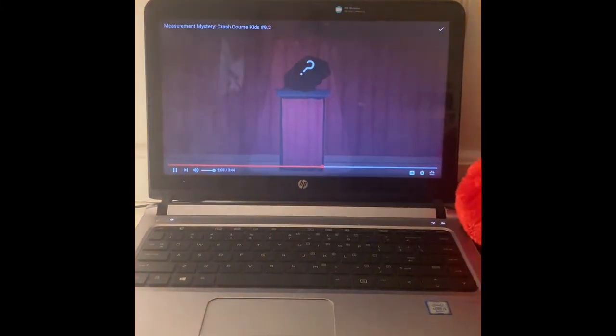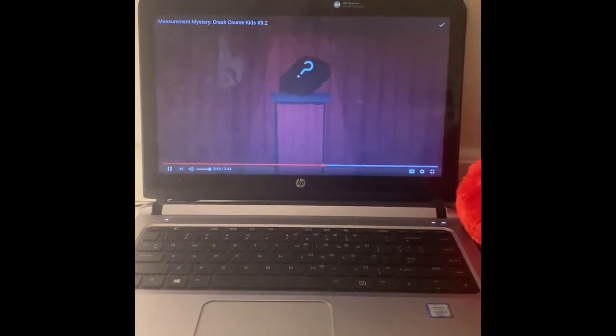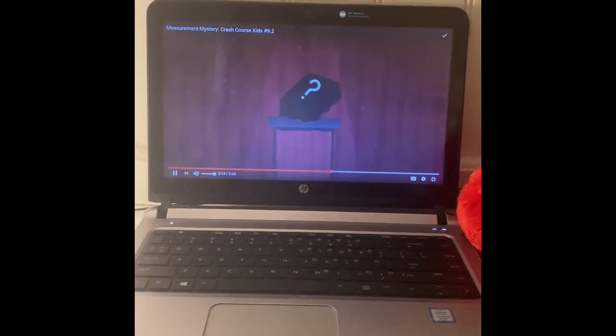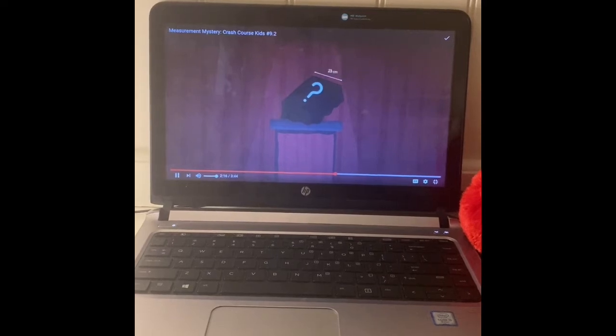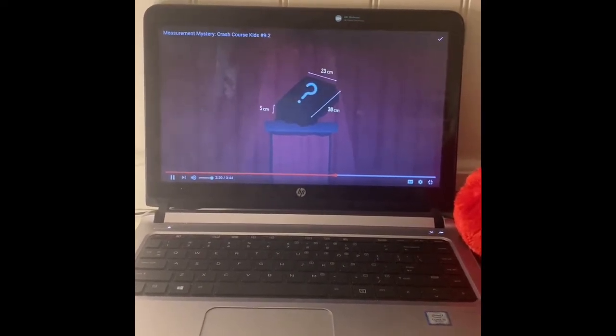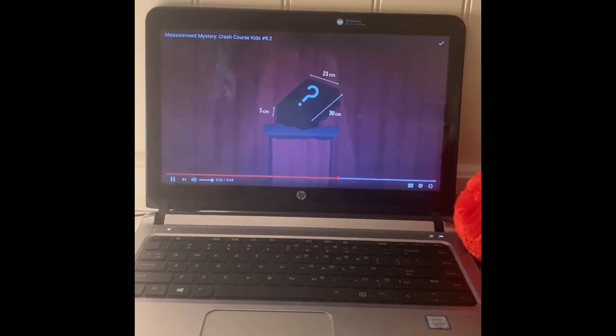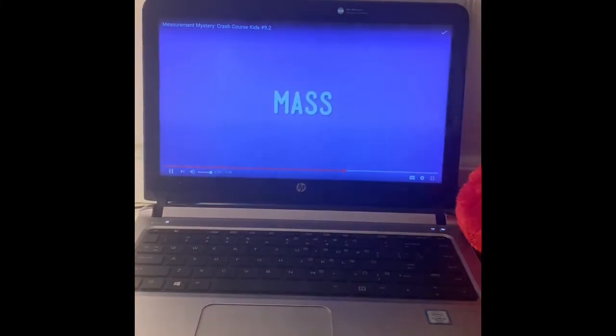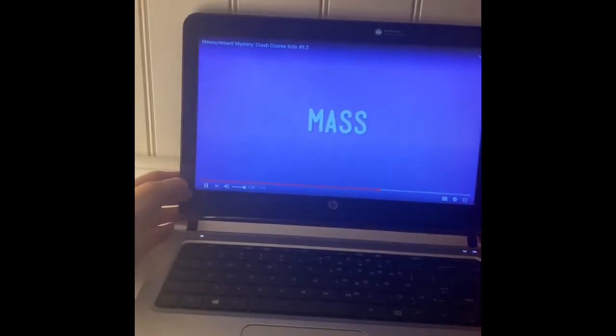Feeling around, it's got nice straight sides, and two sides are larger than the other two. That means we're dealing with a rectangle here. Now, let's give those sides a measure. Looks like it's about 23 centimeters wide, about 30 centimeters tall, and about 5 centimeters high. So we have some measurements. That's a good start, but it's not enough to tell us what this thing is. So let's measure another property, its mass.